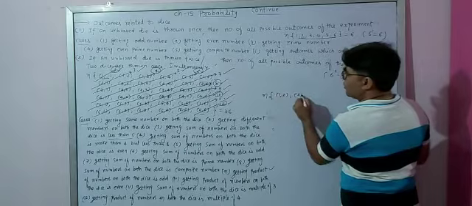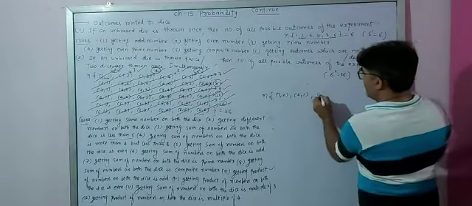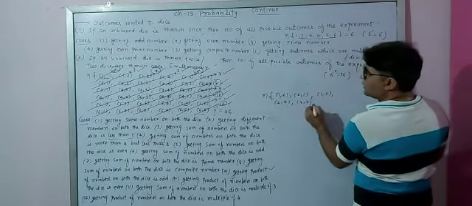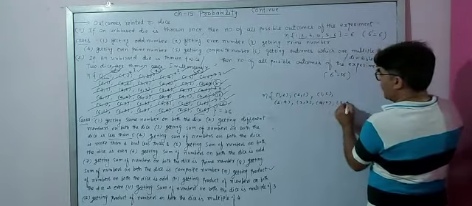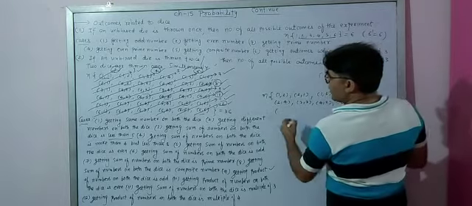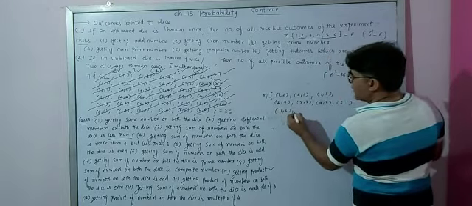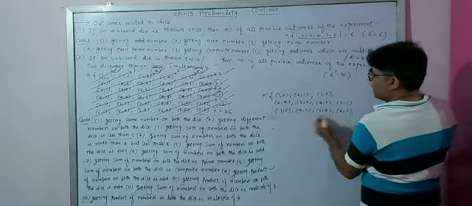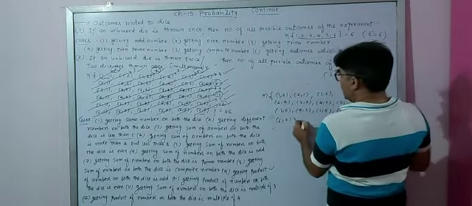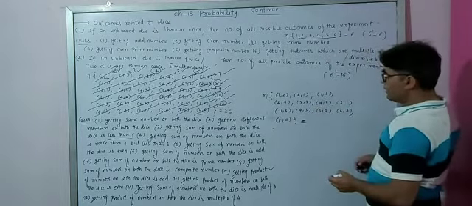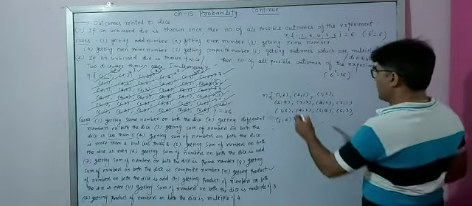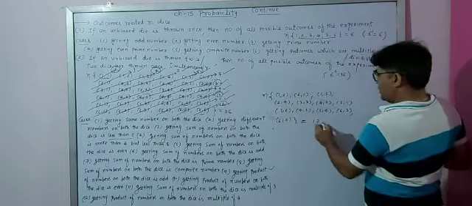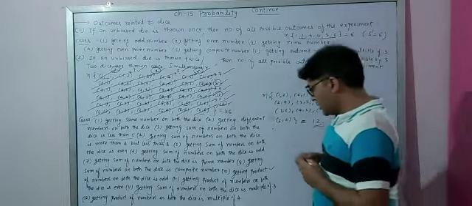For 3: 1, 2 and 2, 1. For 6: 1, 5, 2, 4, 3, 3, 4, 2, 5, 1. Then for 9: 3, 6, 4, 5, 5, 4, 6, 3. Then for 12: 6, 6. So the total number of favorable outcomes of the event is 12 outcomes.